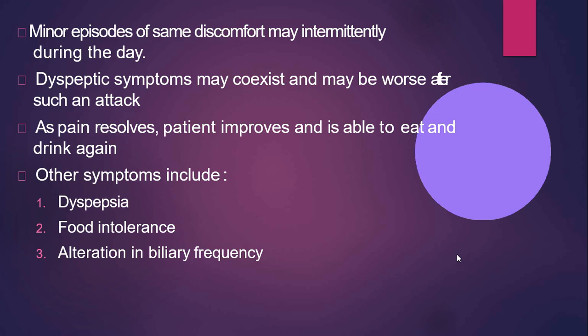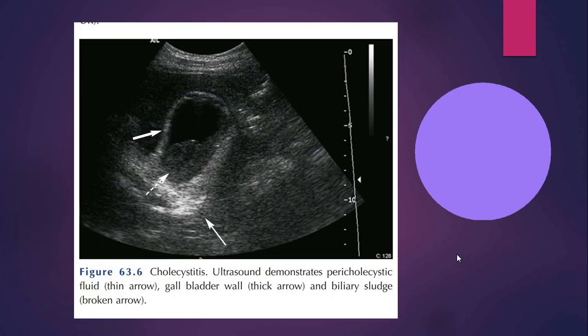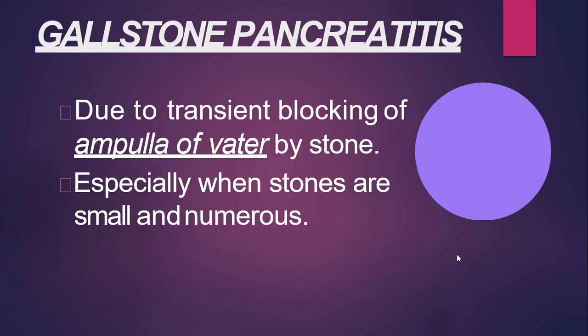Dyspepsia: if somebody is coming with dyspepsia not responding to proton pump inhibitors, you have to do ultrasound and you may find stones in the gallbladder. Food intolerance and alteration in bowel frequency. Now the investigation of choice is radiological, that is ultrasound, and ultrasound can show you not only the gallstones but also some signs of acute cholecystitis, that is, the gallbladder wall becomes thick, there is a stone, and there is pericholecystic fluid. You can see this well in this photograph.